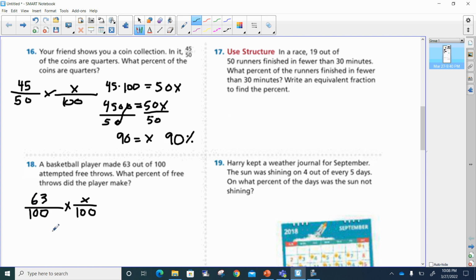I'm just showing you here, 0.63 is what you'll get when you take 63 divided by 100. And when you move the decimal over twice, that'd be 63%. Even when you cross multiply, you got 63 times 100.